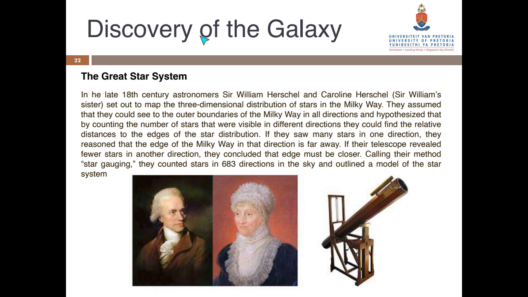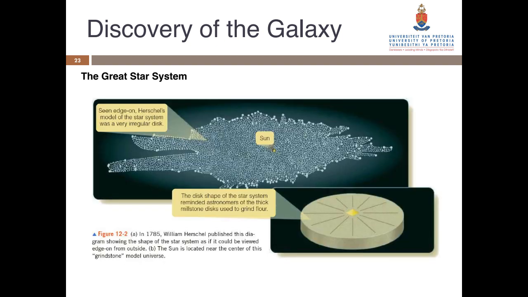If they saw many stars in one direction, they reasoned that the edge of the Milky Way isn't as far away in that direction. If their telescope revealed fewer stars in another direction, they concluded that the edge must be closer, calling their method star gauging. They counted stars in 683 directions in the sky and outlined a model of the star system. So this is the model they created from their observations and what they could observe.